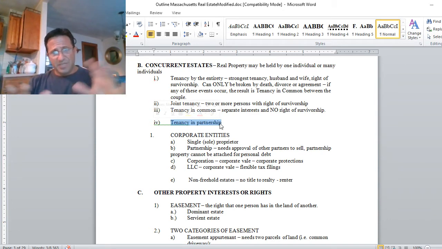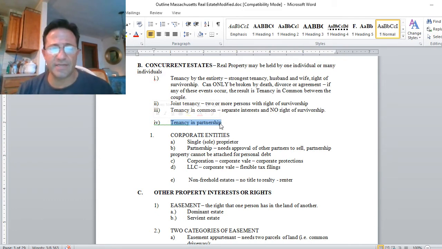And if for some reason one party dies, they have to use the property for business purposes. But make sure you read that section and understand it. And of course, you can raise questions about it at any time.